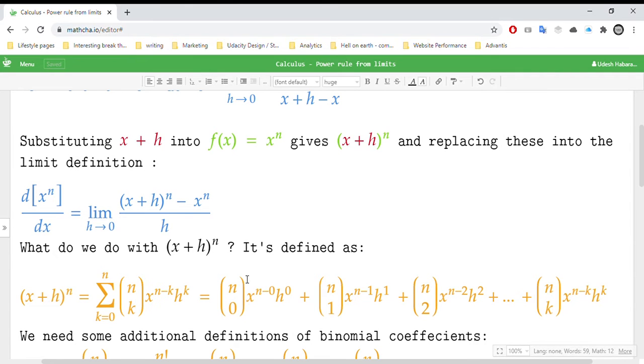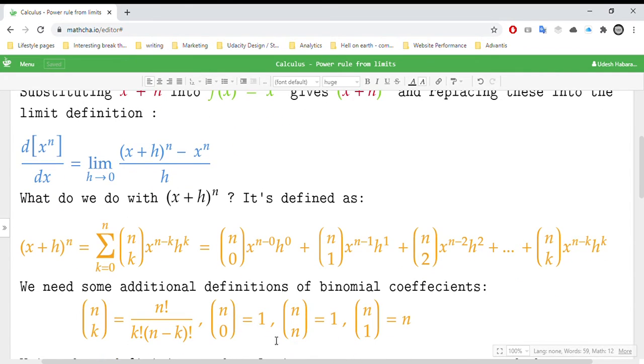Okay, so we need some additional definitions of binomial coefficients. So we have the definition here. And we should additionally know that n choose 0 is 1, and n choose n is 1. You get n choose n is 1 by, say, if you substitute n here, you get n minus n, which is 0, and 0 factorial is defined as 1. So you have 1 here, and you have n factorial again here, and you divide n factorial by n factorial, you get 1. So in fact, n choose n is 1, and n choose 1 is n.